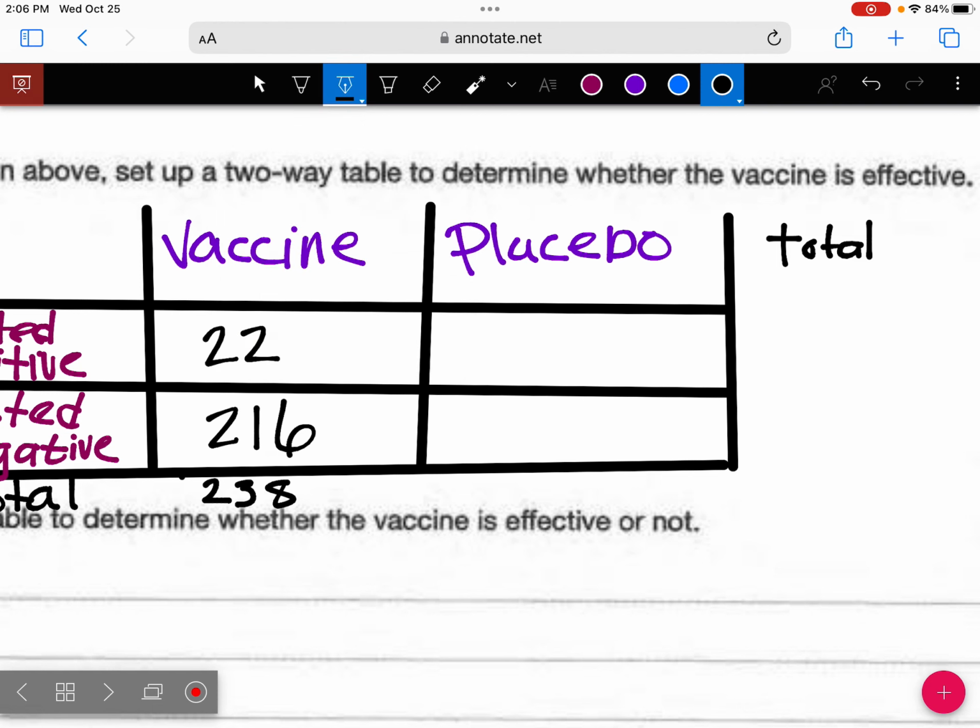So then we're going to fill in the placebo side in the same way. How many people who got the placebo got malaria? 28. Out of the total, 262. So how many people tested negative? 234.